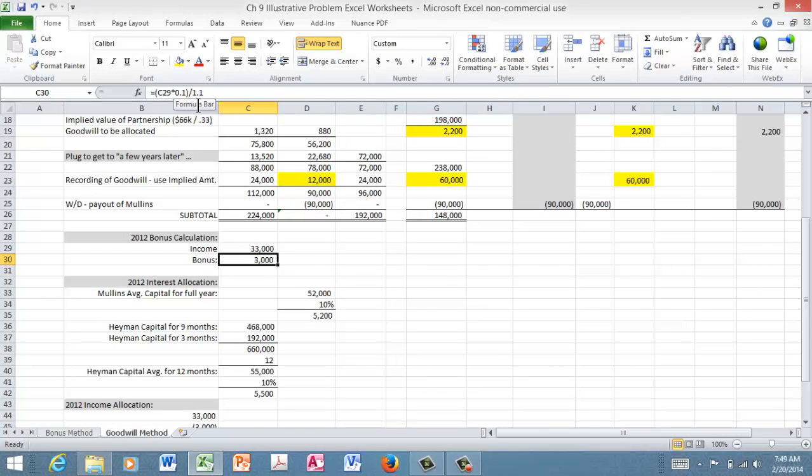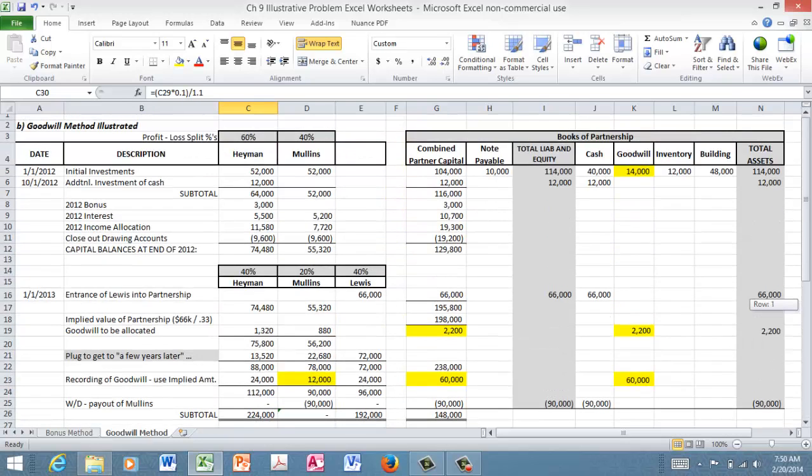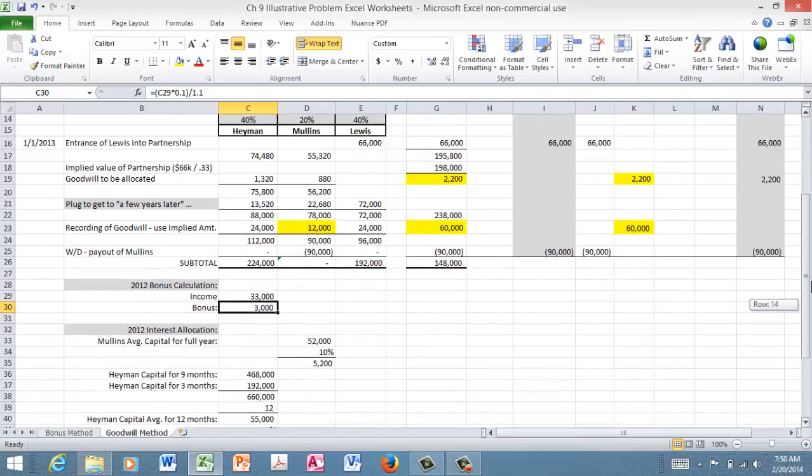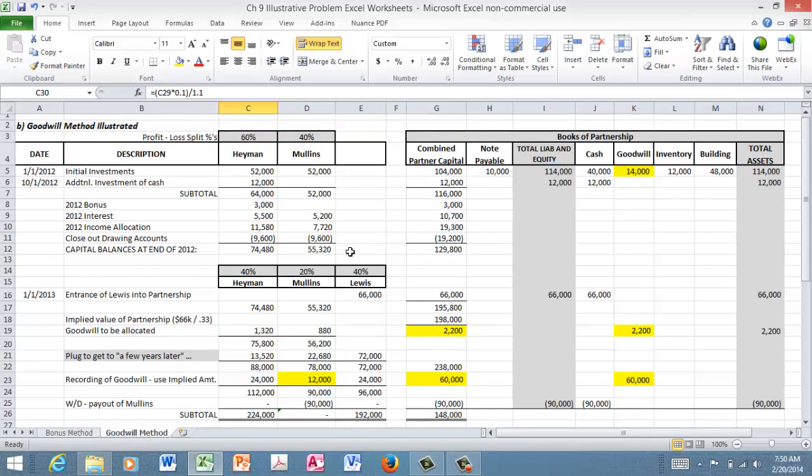Remember the algebra that we did under the bonus method. Now, I know this is the same word, bonus, but this is not the same concept as when we say the bonus method versus the Goodwill method. So make sure you make that distinction in your mind. This is just a payroll bonus payment that Heyman is getting. So don't confuse that with the bonus method of doing the accounting for these partnership events. Okay, so you see these numbers rolling in under each capital account, and then you see the subtotals that I'm striking here at the end of 2012.